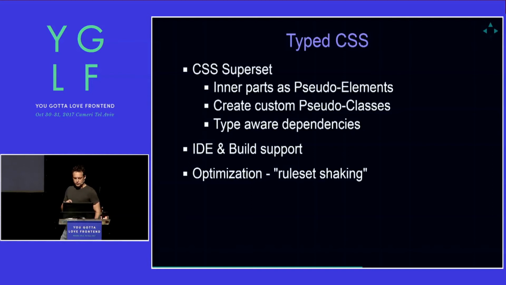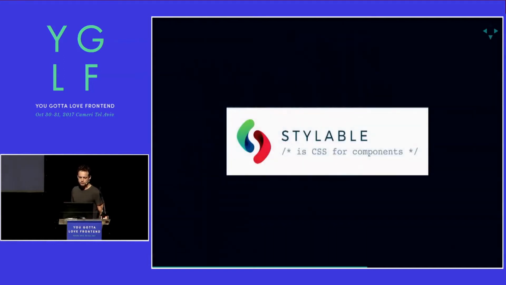And we call this rule set shaking. It's a little bit like tree shaking, but for CSS. And with that in mind, I would like to show you a project we've been working on, Stylable, a typed CSS implementation.